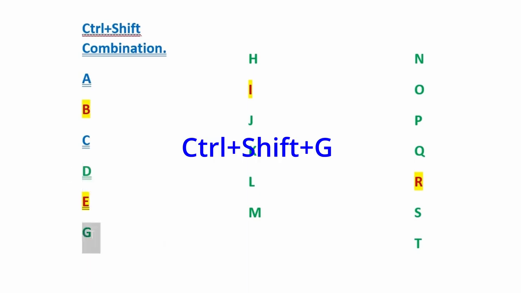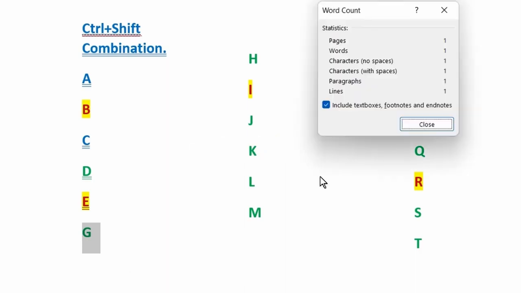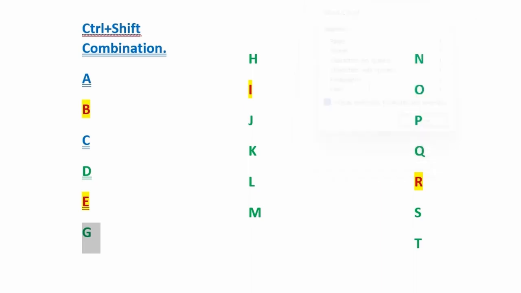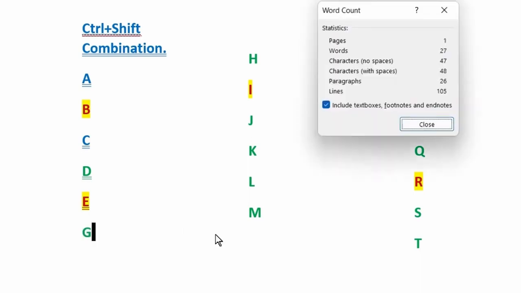Ctrl+Shift+G will display the word count dialog box. Number of lines in the document, number of words in the document, number of characters in the document will be displayed by using this shortcut. You can see here words, characters with spaces, characters without spaces, paragraphs, lines. All this word count dialog box will be displayed with this shortcut. This is part 1.